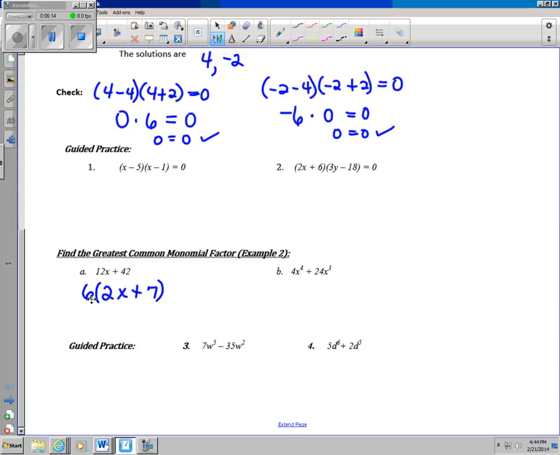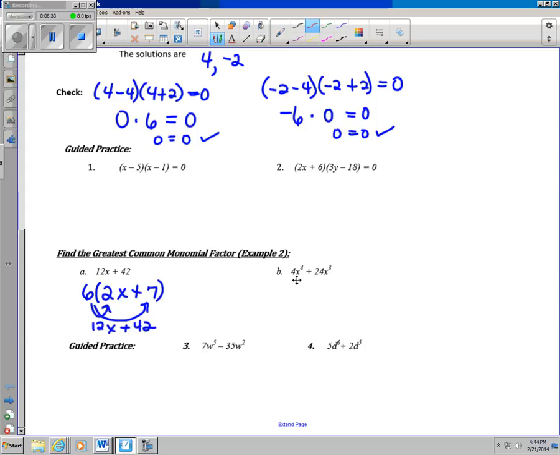So 6 times 2x is 12x, and 6 times 7 is 42. So we do come back to our original expression. And there's no other common factors inside there that we missed. Okay, so let's try letter B.